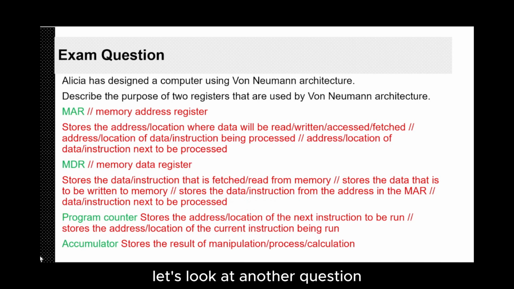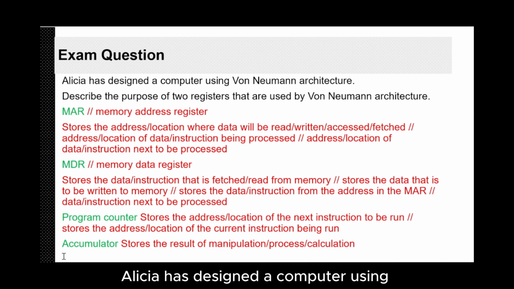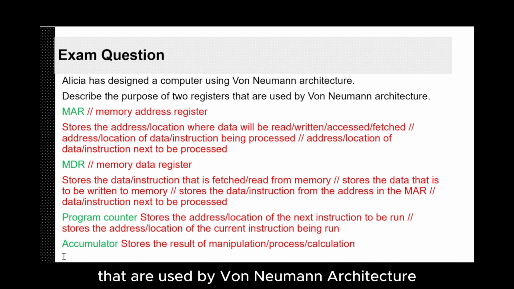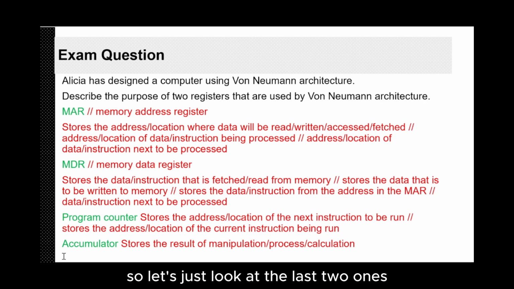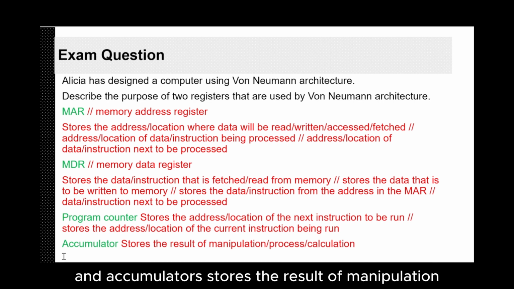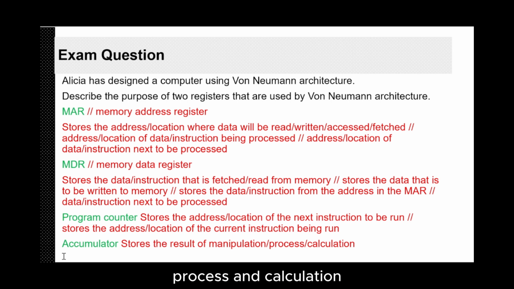Let's look at another question. Alicia has designed a computer using von Neumann architecture. Describe the purpose of 2 registers that are used by von Neumann architecture. You could have spoken about any 2. Let's just look at the last 2, which I can read out. The program counter stores the address location of the next instruction to be run, and the accumulator stores the result of manipulation, process, and calculation.